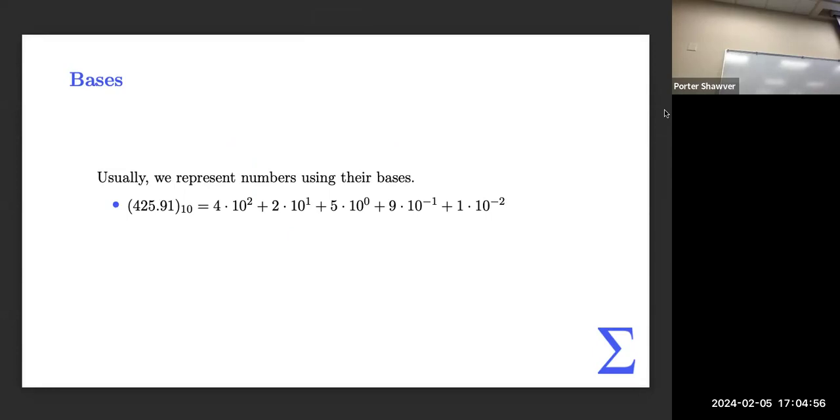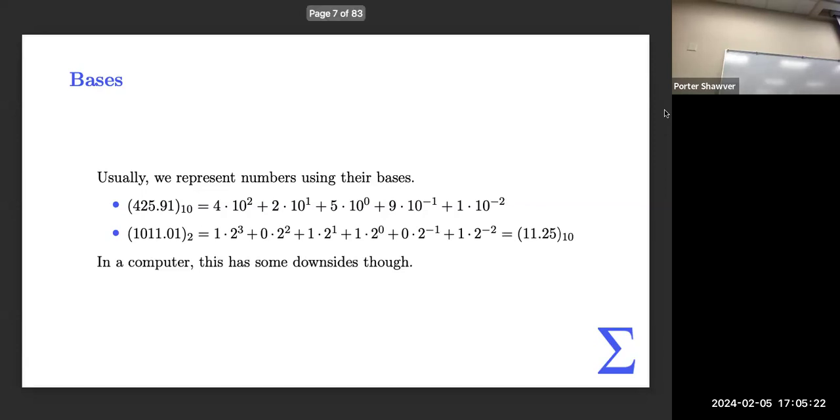You can do this in any base, right? There's no reason we have to do that concept in just base 10. You could also be doing this in base 2. So if you're going to represent 11.25 in binary, that's how you'd write it. Because you've got 1 times 2 to the 3 plus 0 times 2 squared plus 1 times 2 plus 1 times 2 to the 0. And then once you get past that decimal point, you're going to switch to negative exponents.